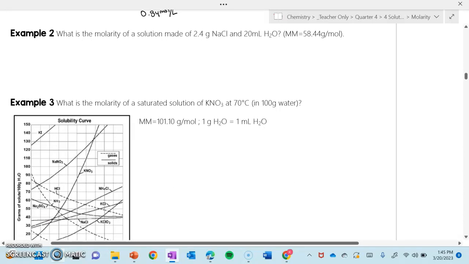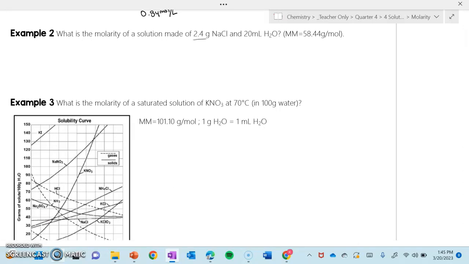What is the molarity of a solution made of 2.4 grams NaCl and 20 milliliters? So now we have, again, amount and volume, but they're not in the right units. So we'll need to convert our grams into moles and our milliliters into liters. Let's start with our grams.